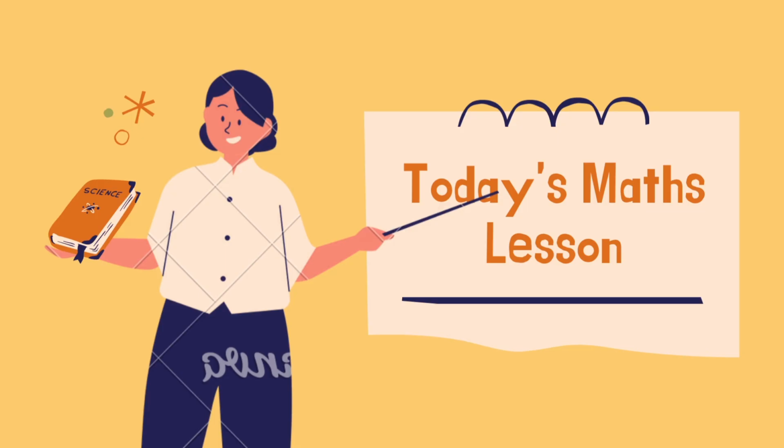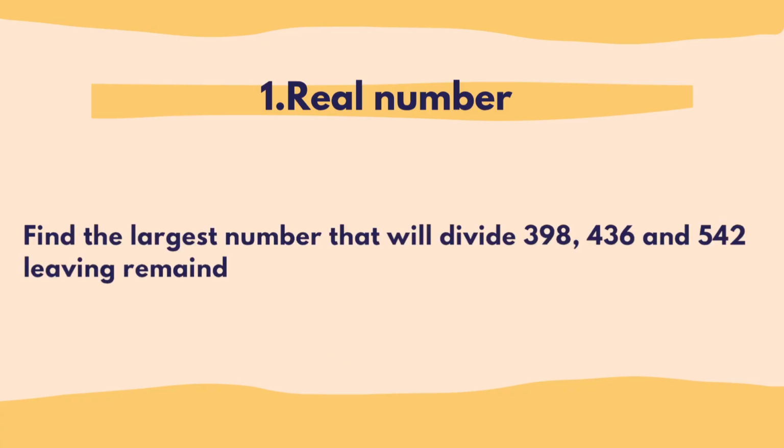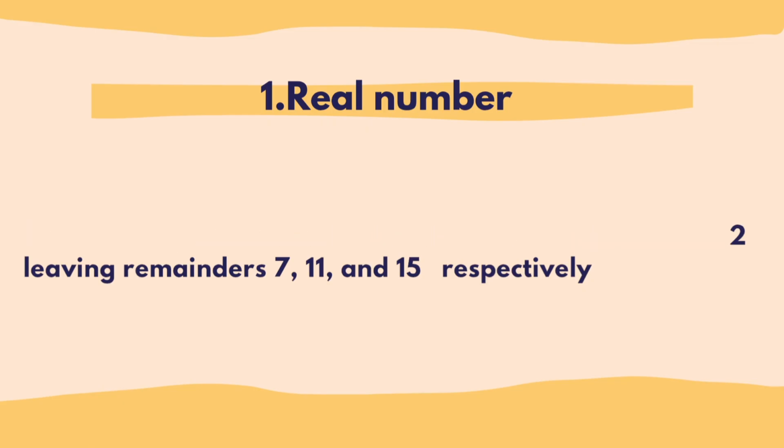So the first chapter is Real Numbers. In this chapter, very important questions are there. The first one is: find the largest number that will divide 398, 436 and 542, leaving remainder 7, 11 and 15 respectively. How to solve this question? This question asks for 1 mark.